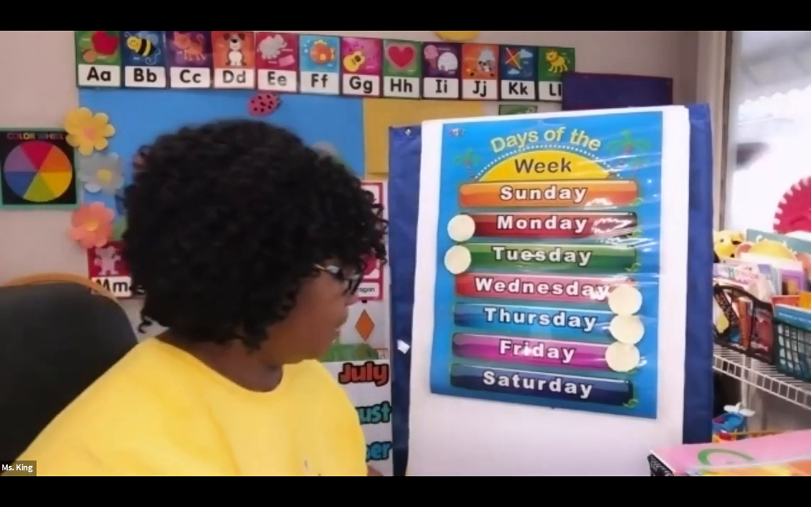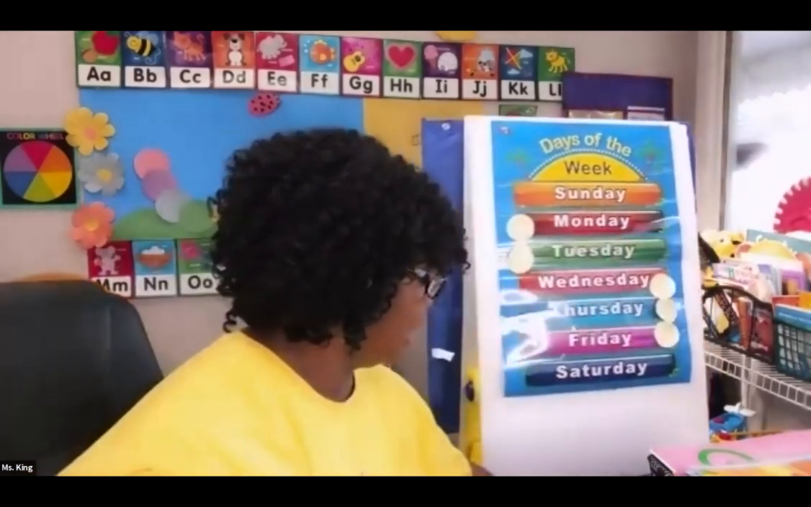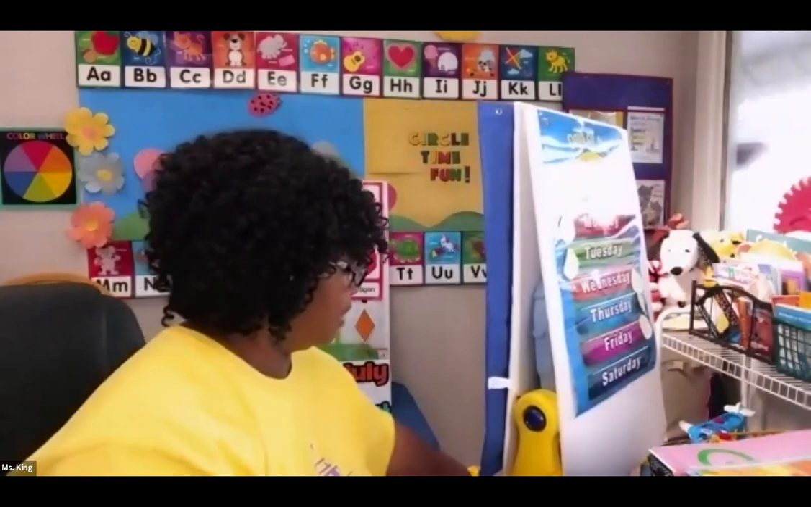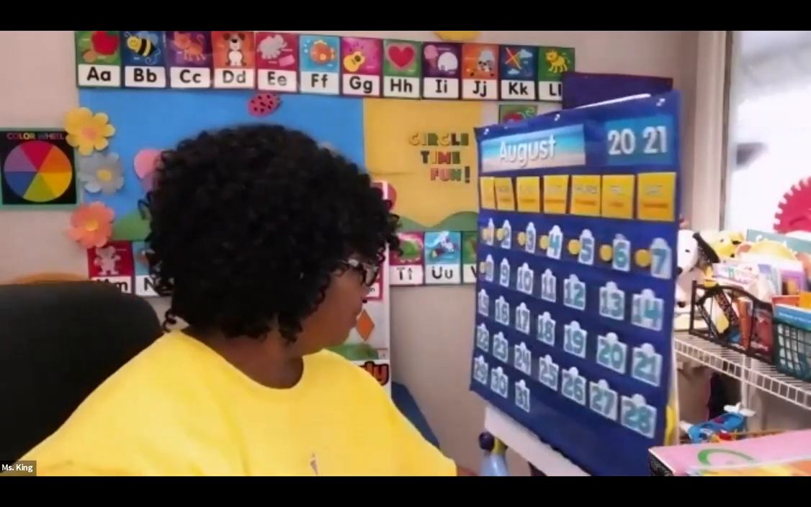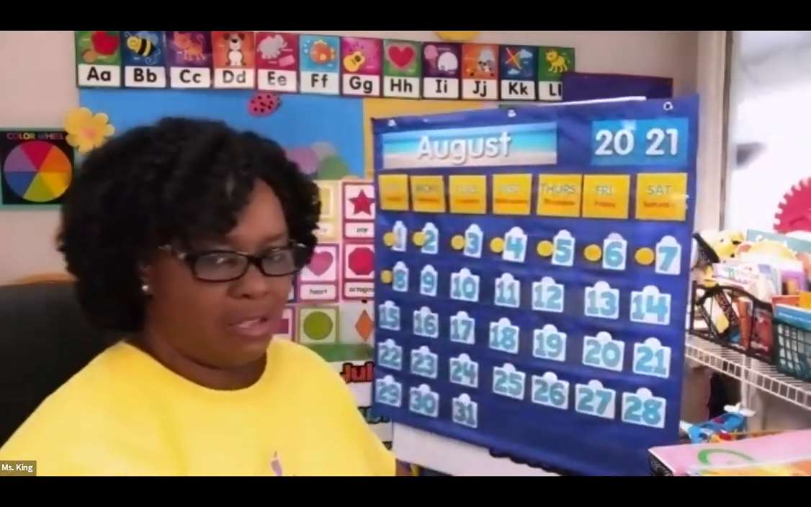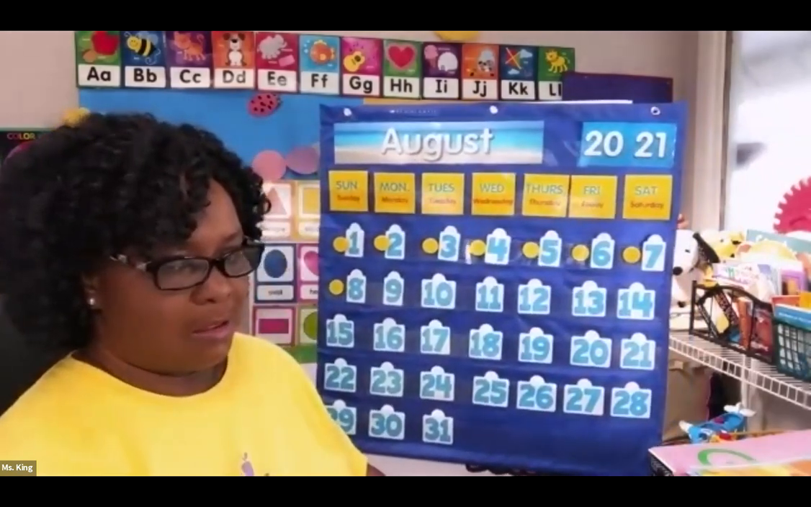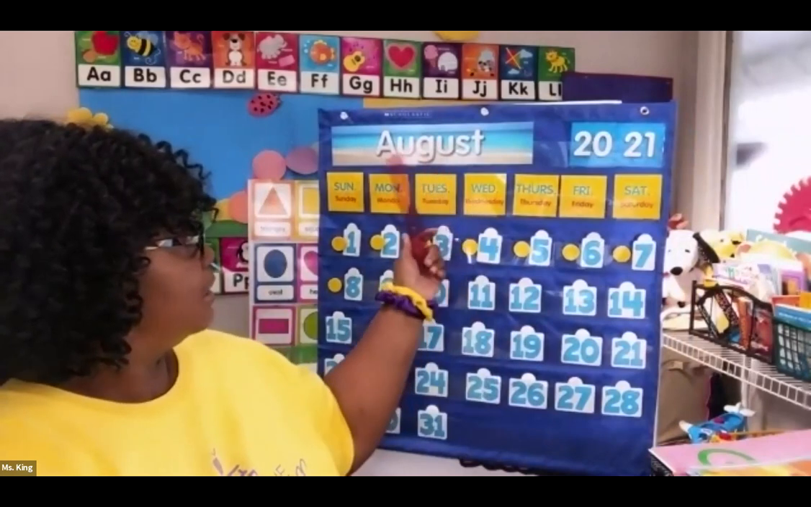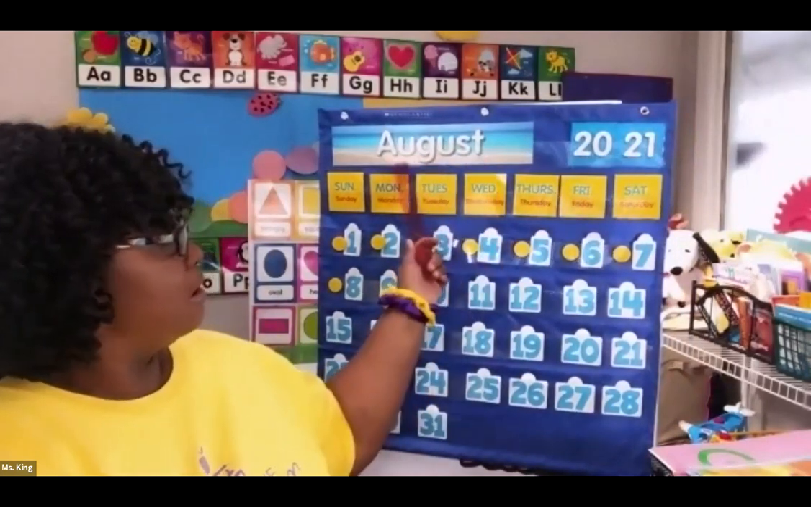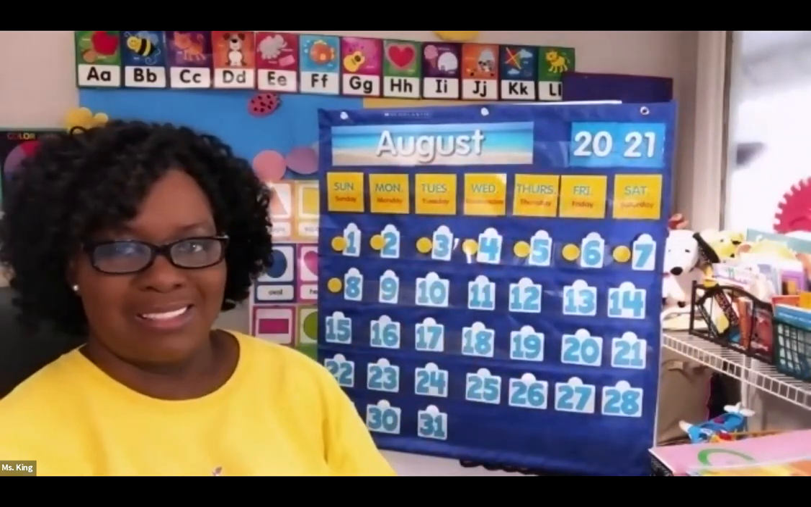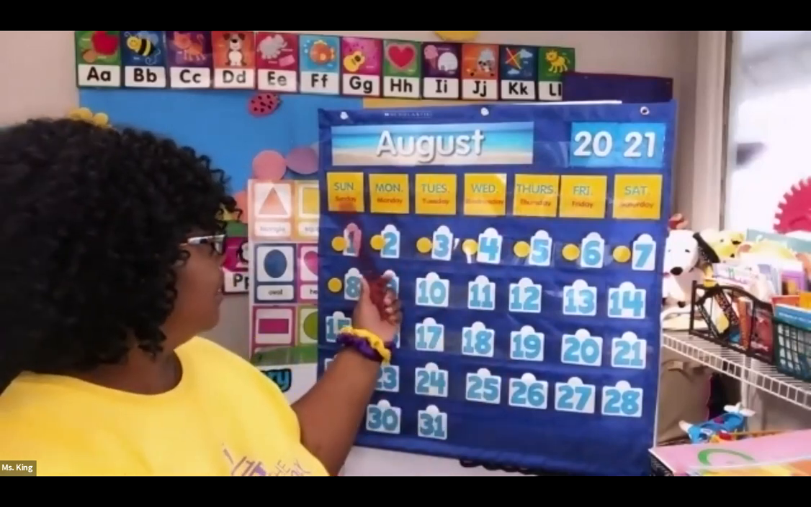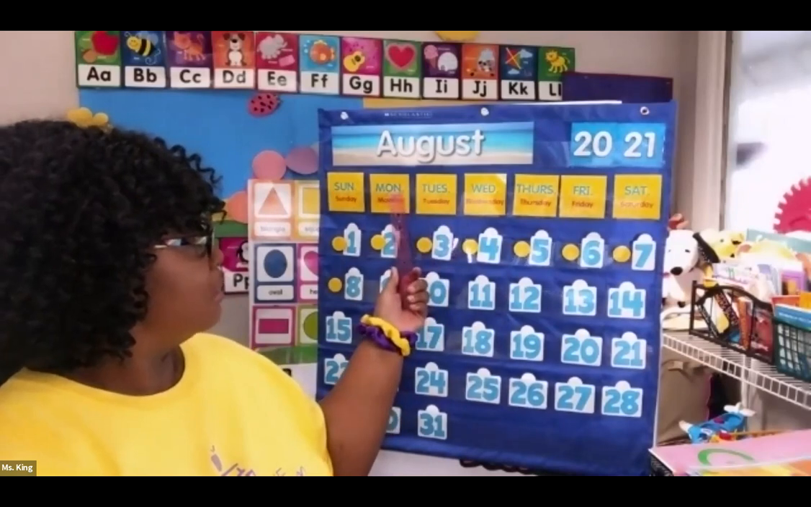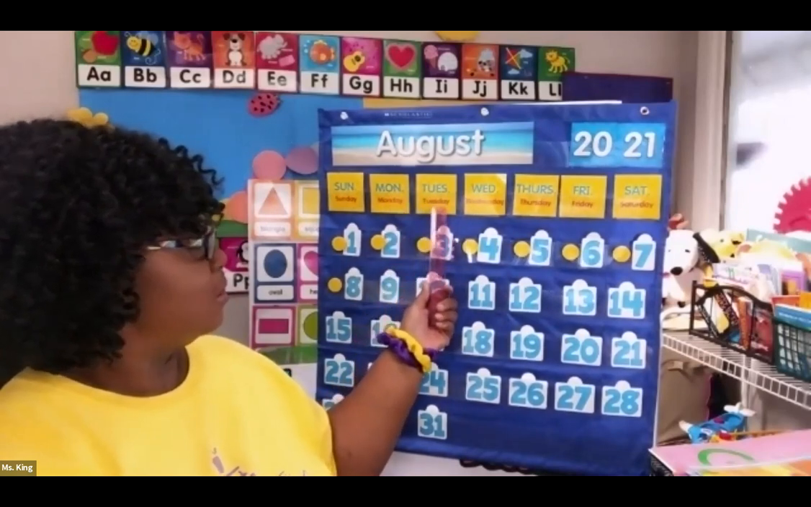All right, lovies. Now let's find out the days. Here we go. Let's turn our calendar around. Here is our calendar. Now, we found out today that the month is what? August. And that today is what? Tuesday. Yesterday was Monday. Today is Tuesday.